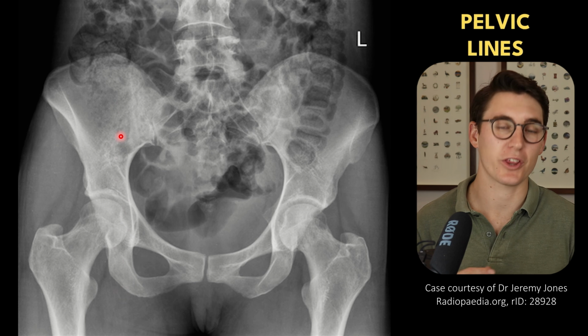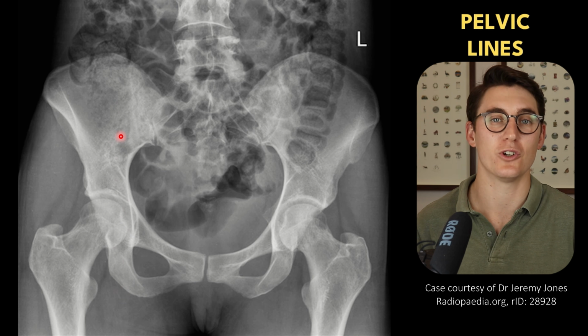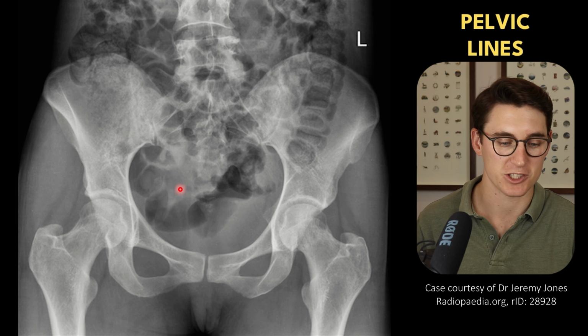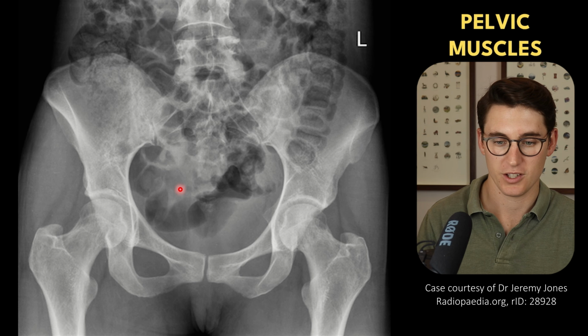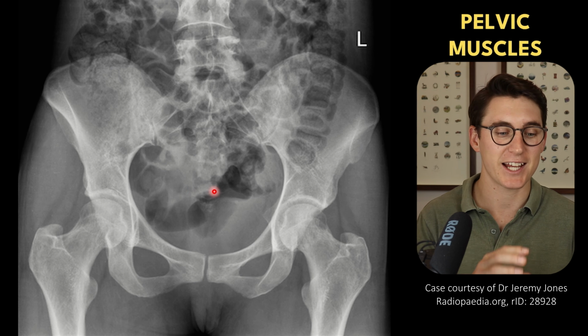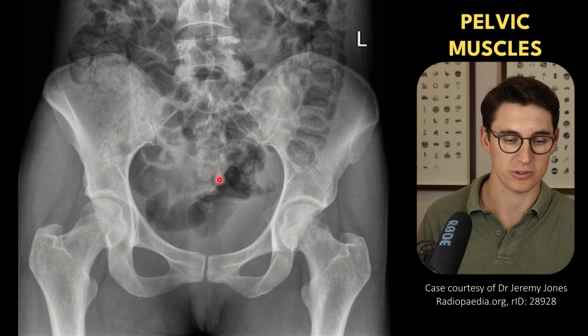And again, when going through a pelvic X-ray, it's important to look at these lines, and any disruption of those lines increases our index of suspicion for a fracture. Now let's go about the difficult task of naming the various muscles that attach to these bony features that we've labeled.